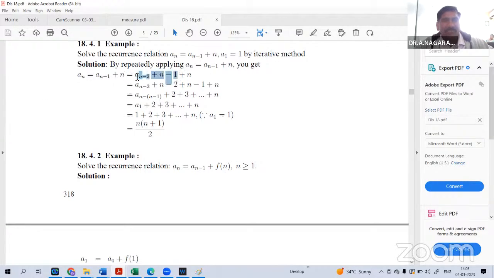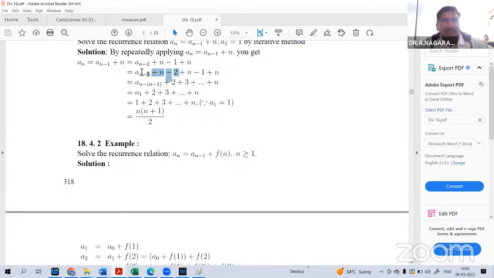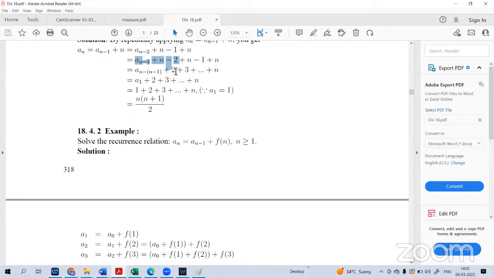So here a n equal to a n minus 1 plus n, and for the previous term, a n minus 1 we can write a n minus 2 plus n minus 1. And for the before term, what can we write? a n minus 2 is a n minus 3 plus n minus 2. And for the before term, what can we write?